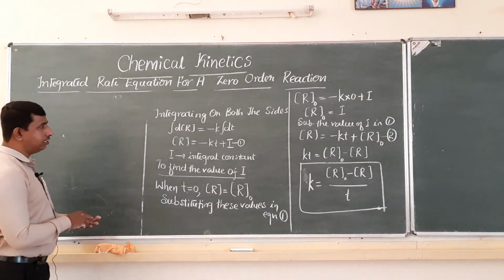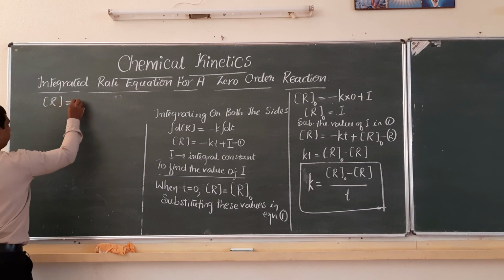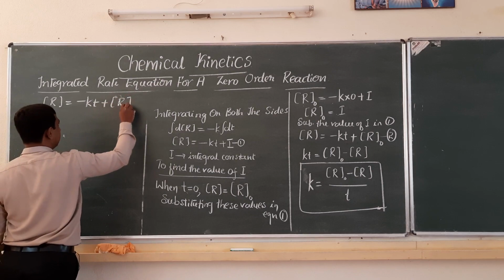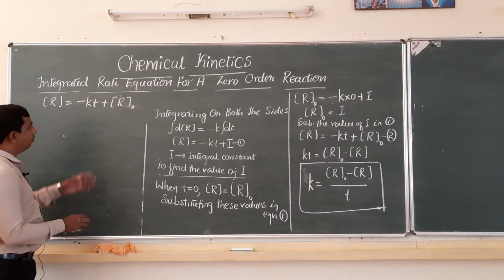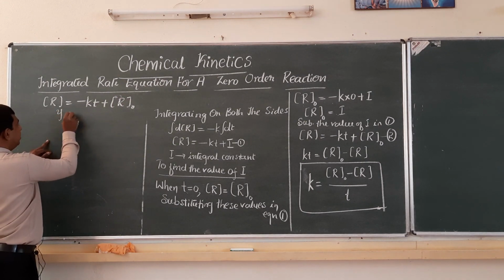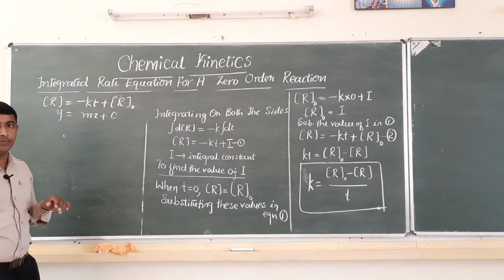What is that equation 2? R is equal to minus kt plus r0. This is of the form y is equal to mx plus c.